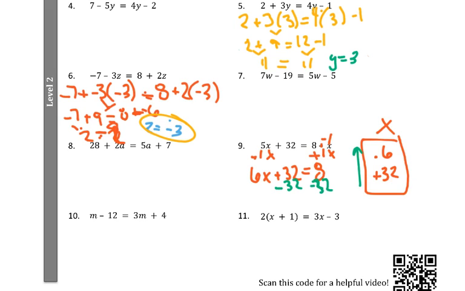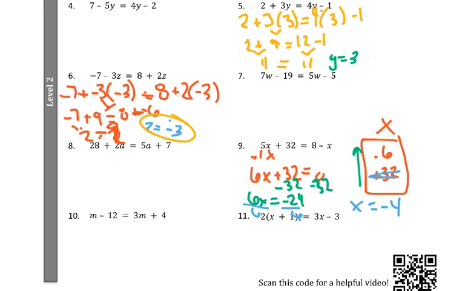Oh my gosh, this is hard math. I need a calculator. Hold on. 8 minus 32 is negative 24, so I have that 6x equals negative 24. That took care of that step there. And now I want to divide both sides by 6. Negative 24 divided by 6 is negative 4.